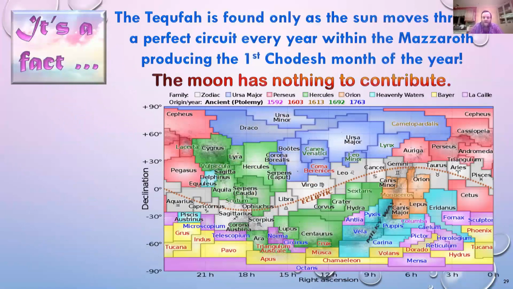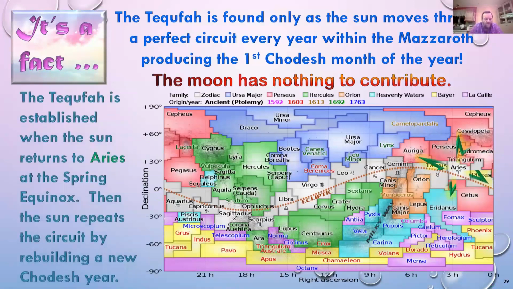The Tequfah is found only as the sun moves through a perfect circuit every year within the Mazzaroth, producing the first Chodesh month of the year. The moon has nothing to contribute, not on that front. The Tequfah is established when the sun returns to Aries at the spring equinox. Then the sun repeats the circuit by rebuilding a new Chodesh year.